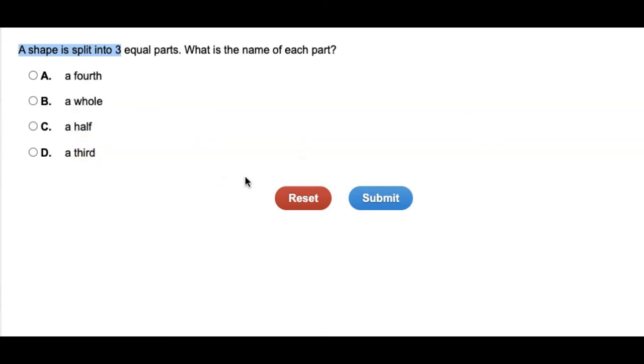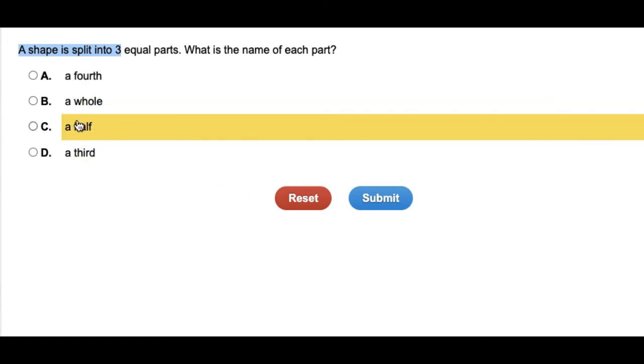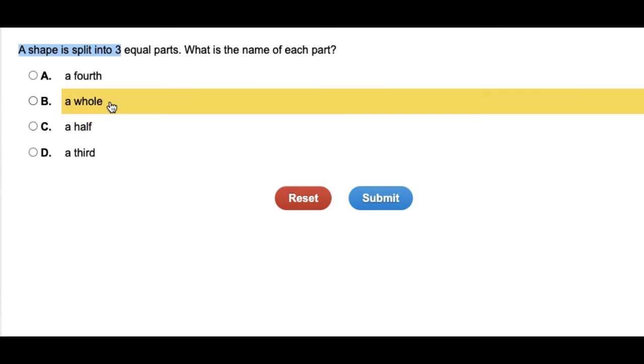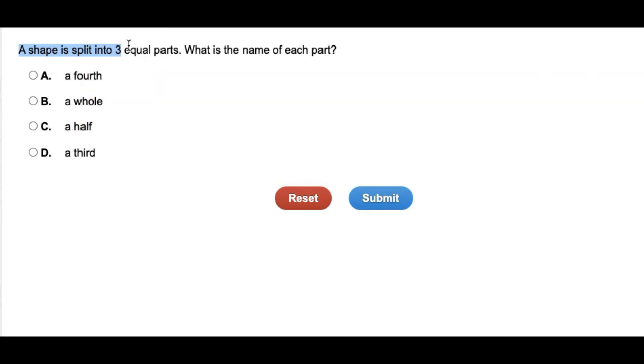If there's any shape, that's only one whole. If we're splitting it evenly, it's a whole. A half is actually only 2 pieces, but we need 3 pieces. So let's go with the third. That's the fourth answer.